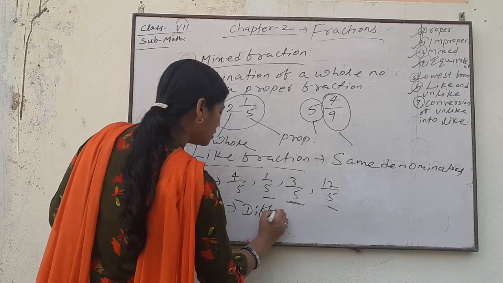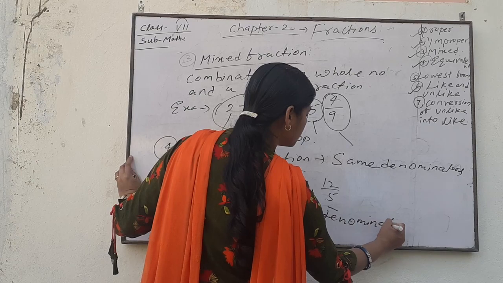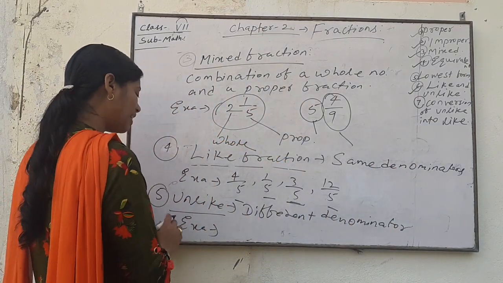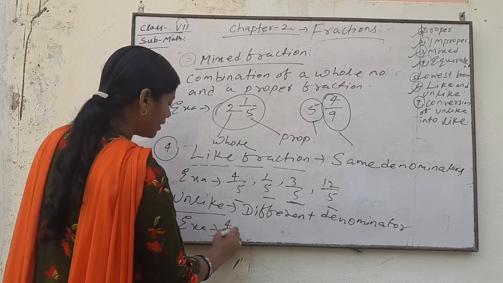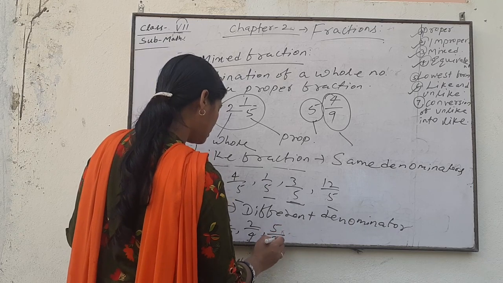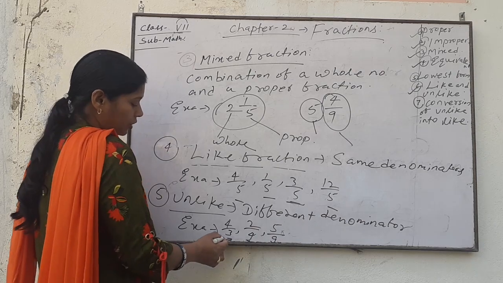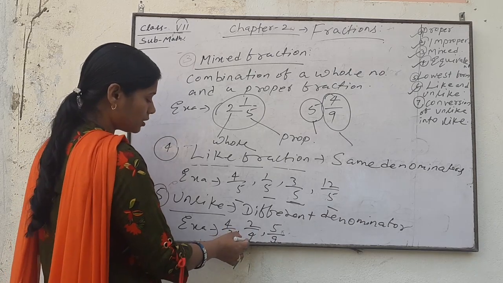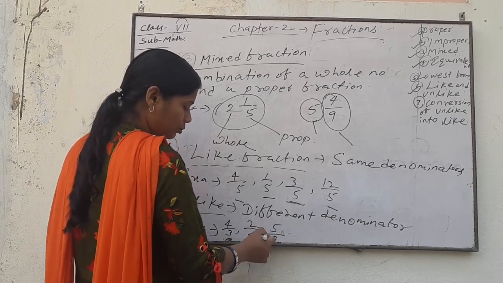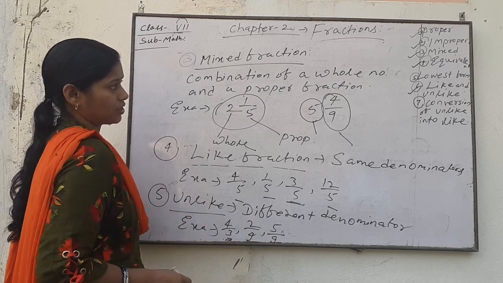This is different denominator. Okay, your examples of unlike fractions: 4 by 3, 2 by 4, 5 by 9. Look here, our denominators are different. In the first fraction, your denominator is 3. In the second fraction, your denominator is 4. In the third fraction, your denominator is 9. It means here denominators are different, so these are your unlike fractions.